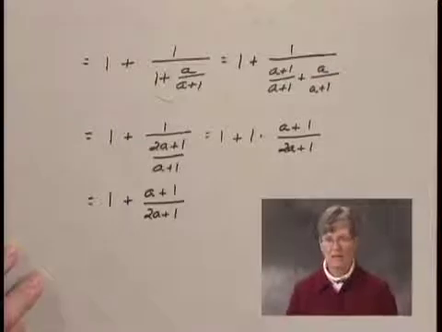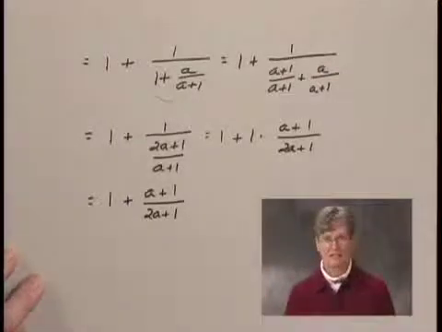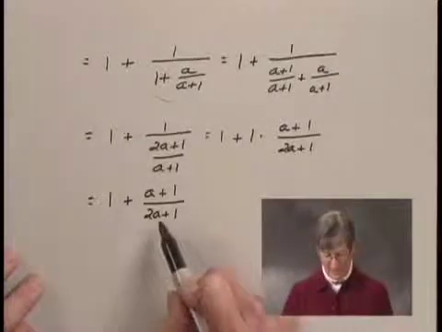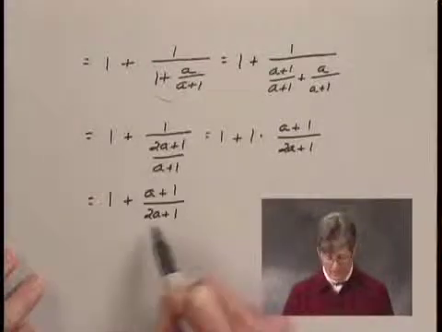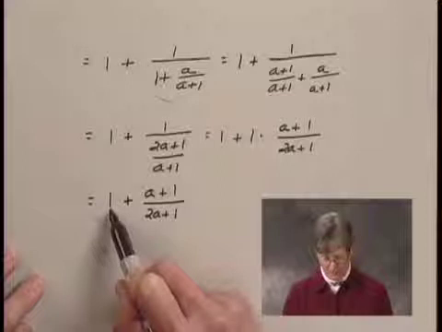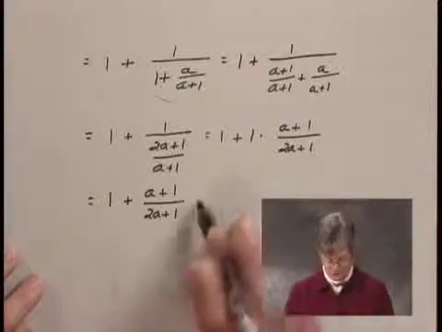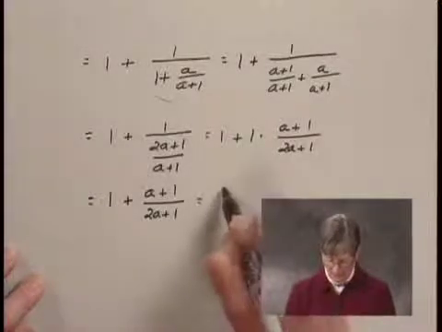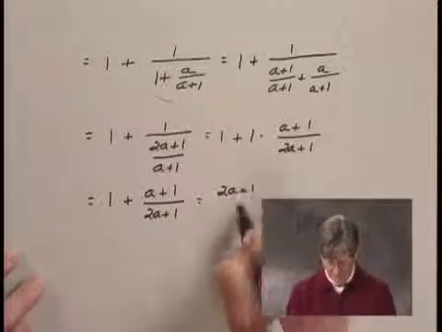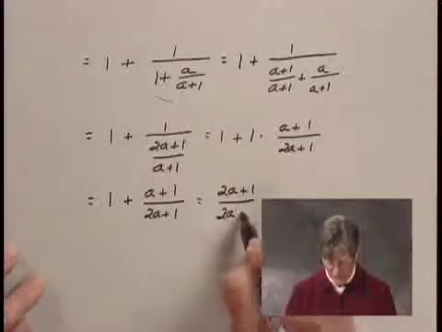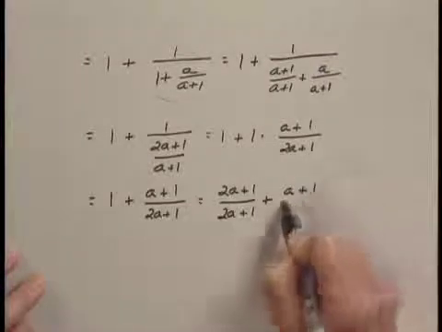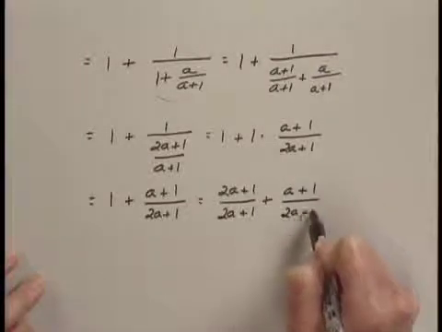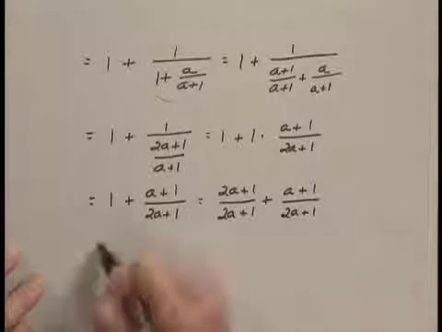And when I do this multiplication, I have 1 plus a plus 1 over 2a plus 1. So now I'm just left with this last addition to do. And again, I need a common denominator, and it's going to be 2a plus 1. So I'll be multiplying 1 by 2a plus 1 over 2a plus 1, which would give me exactly that, 2a plus 1 over 2a plus 1. And I'm adding a plus 1 over 2a plus 1.